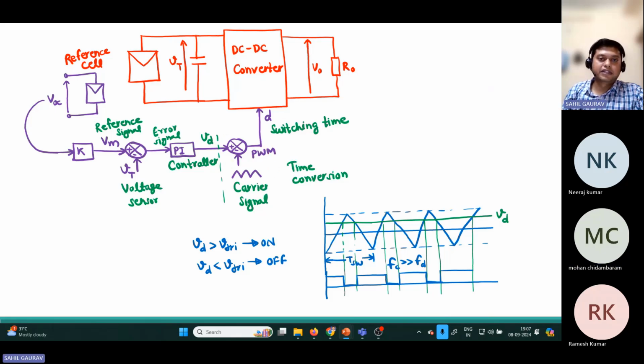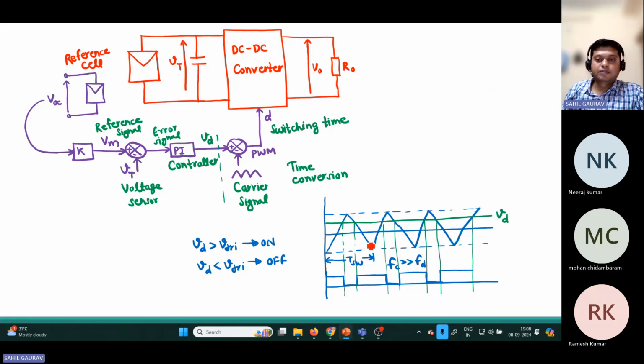Before this comparator, where the modulating signal is compared with the carrier signal, these are all the slow signals, and after that there is a transition. That means you are giving these PWM pulses to the DC-DC converter.